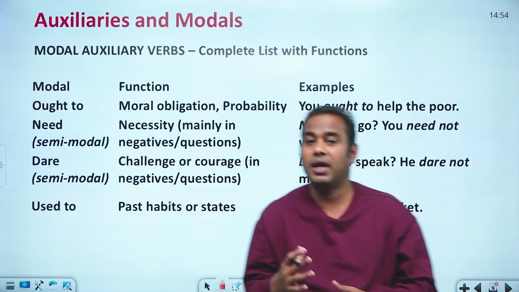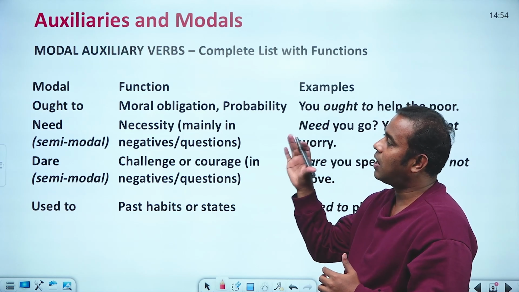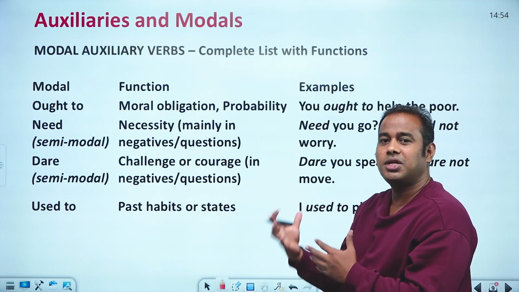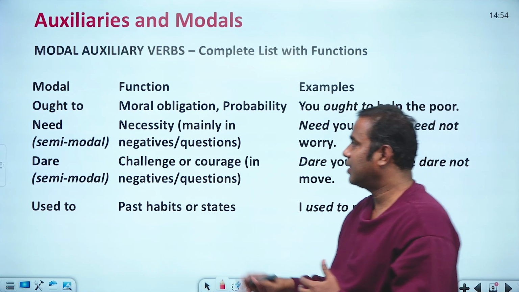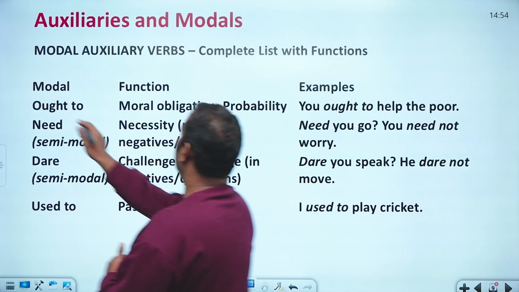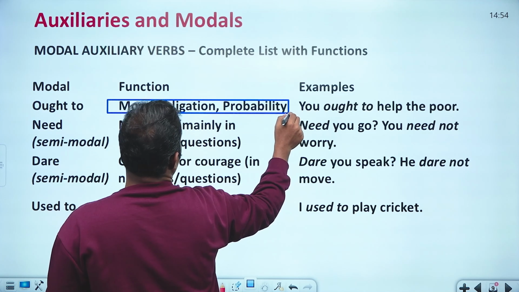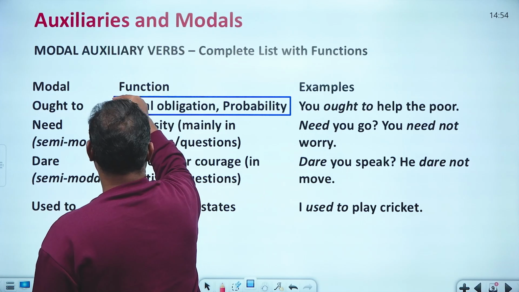Then this is the last one here. The last slide is here in case of these modals. So these are not used normally. They are used in special conditions, special places. Okay, very rarely we'll be using this one. So what are those? The first one is ought to. Ought to is basically used whenever there is a moral obligation and a probability.